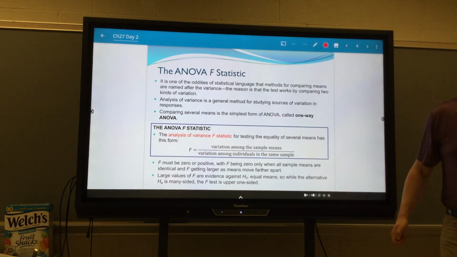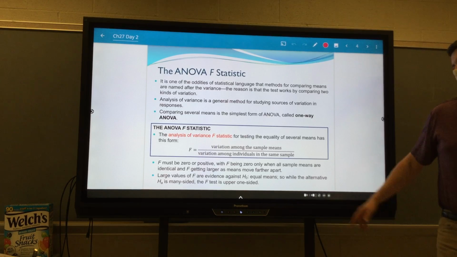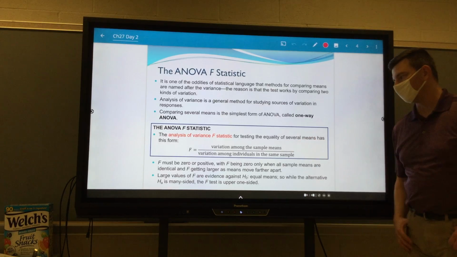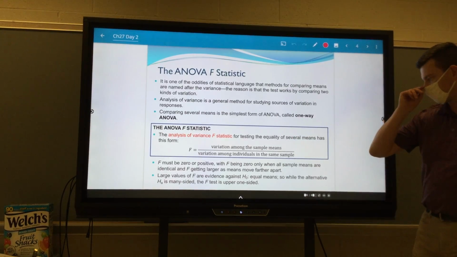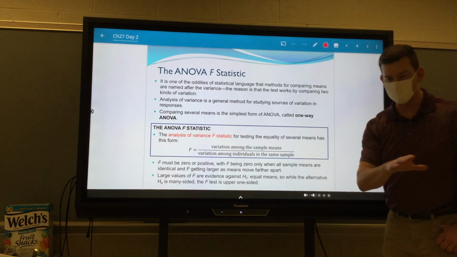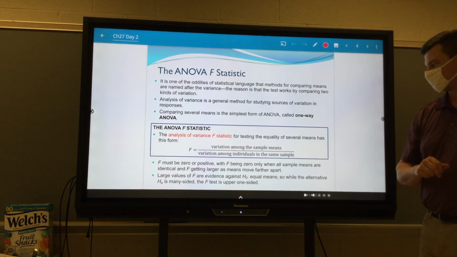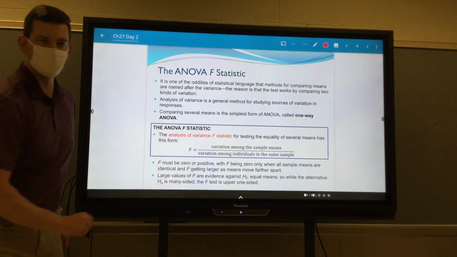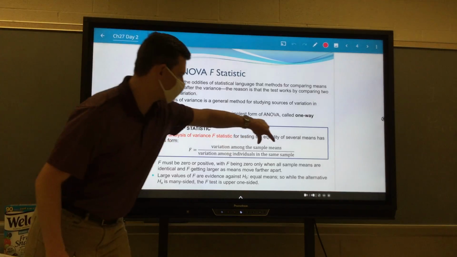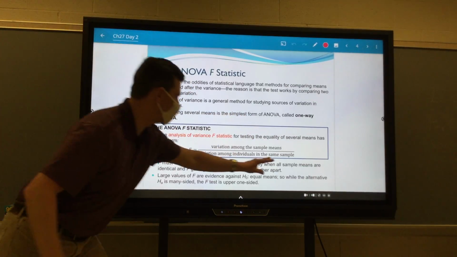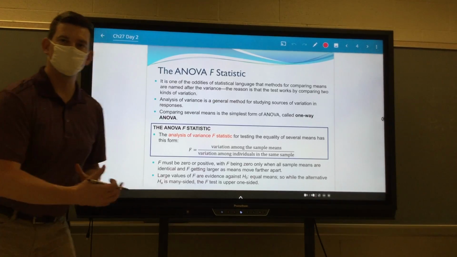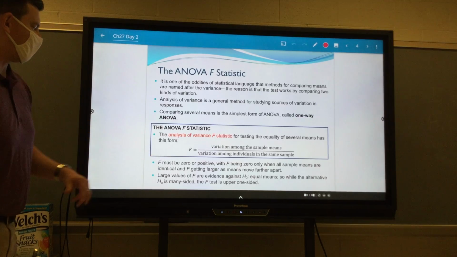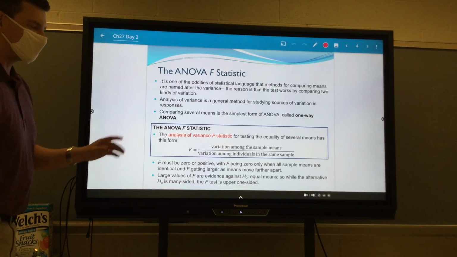The way it's calculated is pretty straightforward. It's this simple ratio here: the variation among the sample means divided by the variation among the individuals in that sample. The challenge here is, how do we measure this variation? We're comparing those means to the variation among the individuals in the samples. Okay, so it's a straightforward comparison, but the actual calculation can be a little bit tricky.